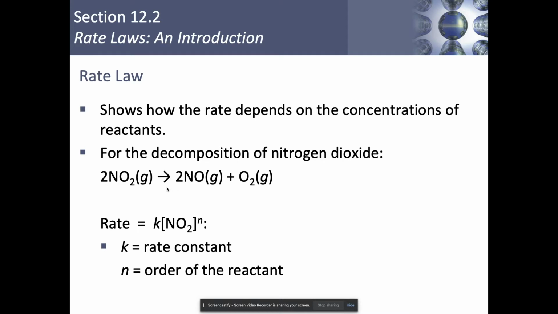But here's the big problem. A lot of times people see the balanced equation and they say, oh, well, there's a 2. I'm just going to put this 2 right here, and now I know that I have a second order reaction. That is one of the biggest mistakes you can make, because that is not how you determine what the rate law is. Rate laws need to be determined experimentally.